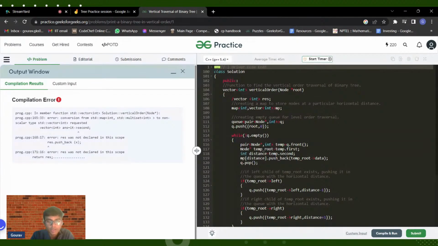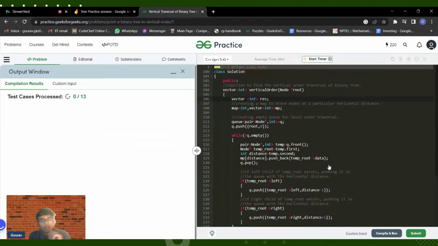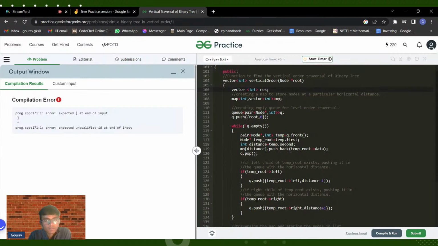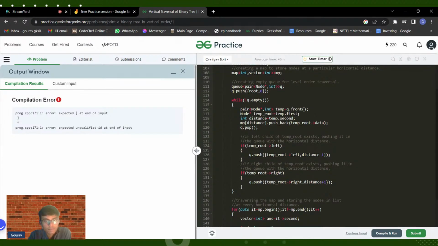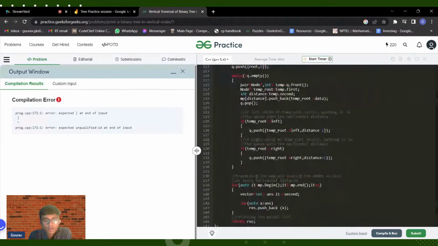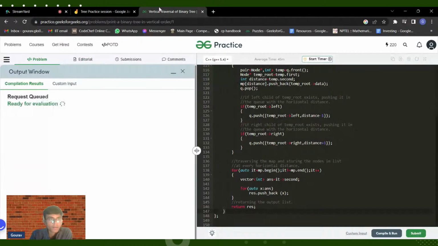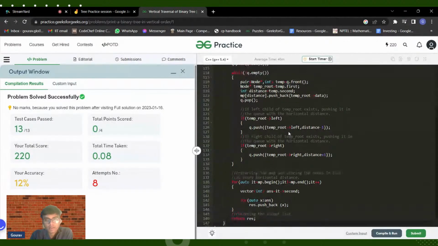In this question, what is happening? They have only considered a map, and the first element is basically the vertical number, and it is actually maintaining a vector. This will actually work. Let's see. Yeah, as you can see, this code is passing. So this is the editorial code.